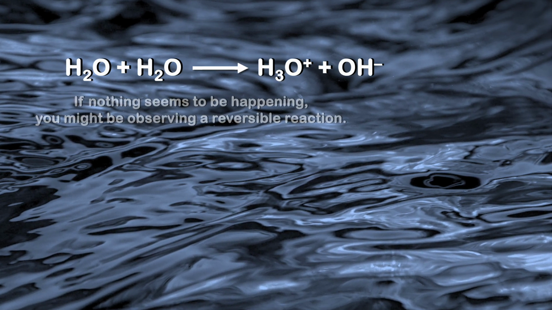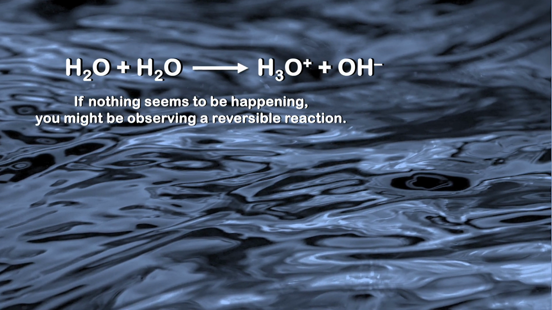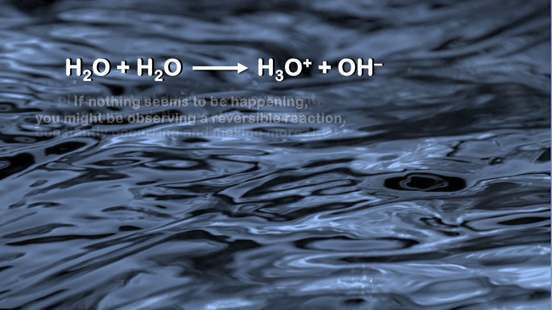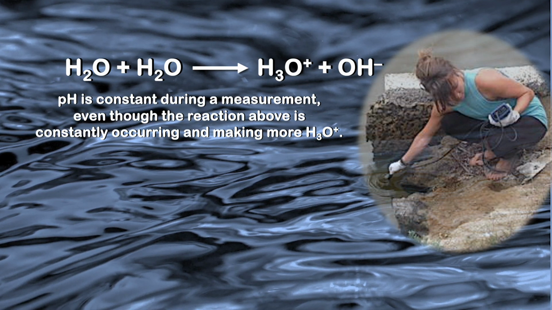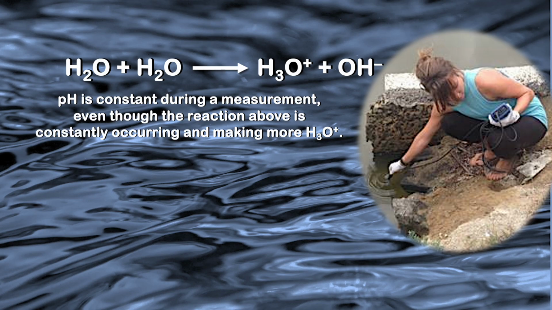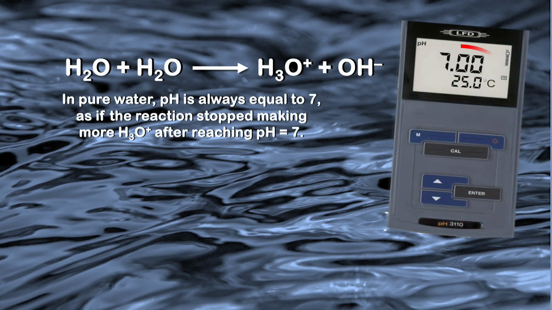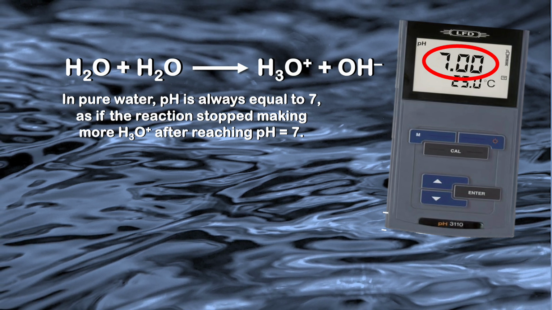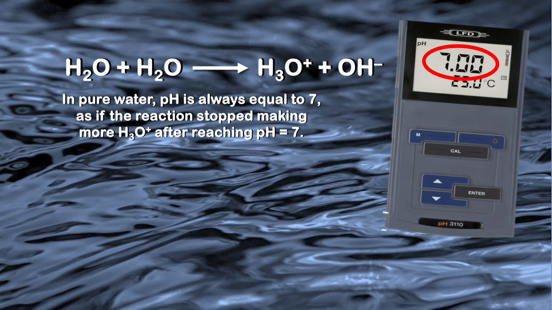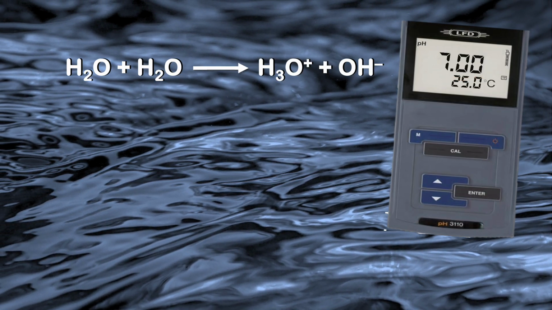The most observable property of reversible reactions is that nothing seems to be happening. We take for granted that the pH remains constant during a measurement, even though the reaction above is constantly occurring and making more hydronium ions. In pure water, for example, the pH is always equal to 7, as if the reaction stopped producing more hydronium ion after reaching pH 7. This is characteristic of reversible reactions.